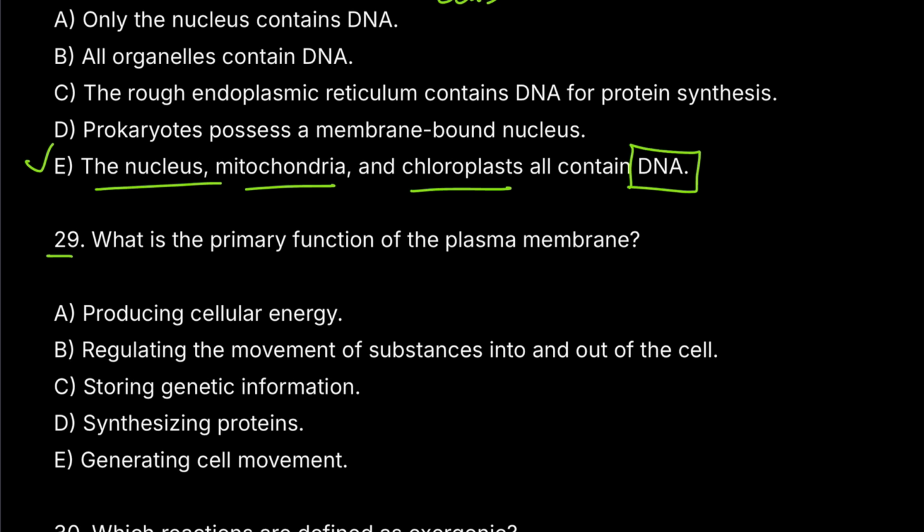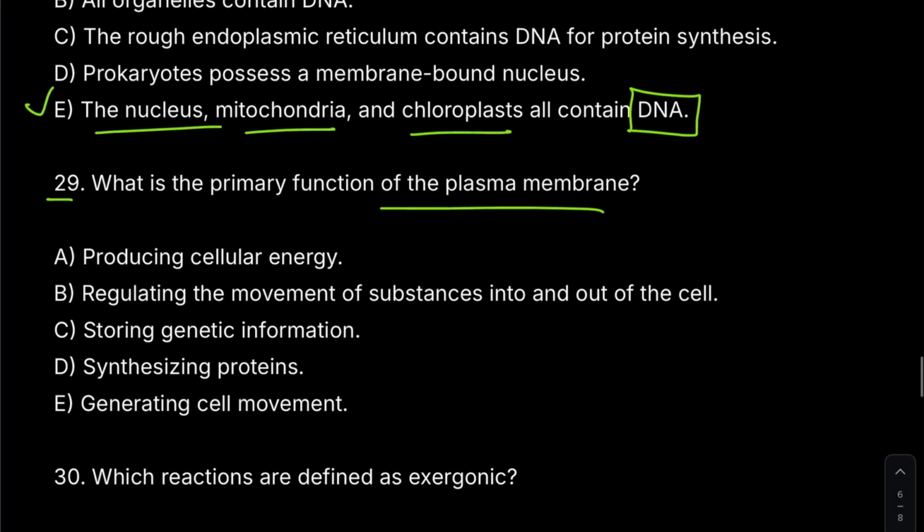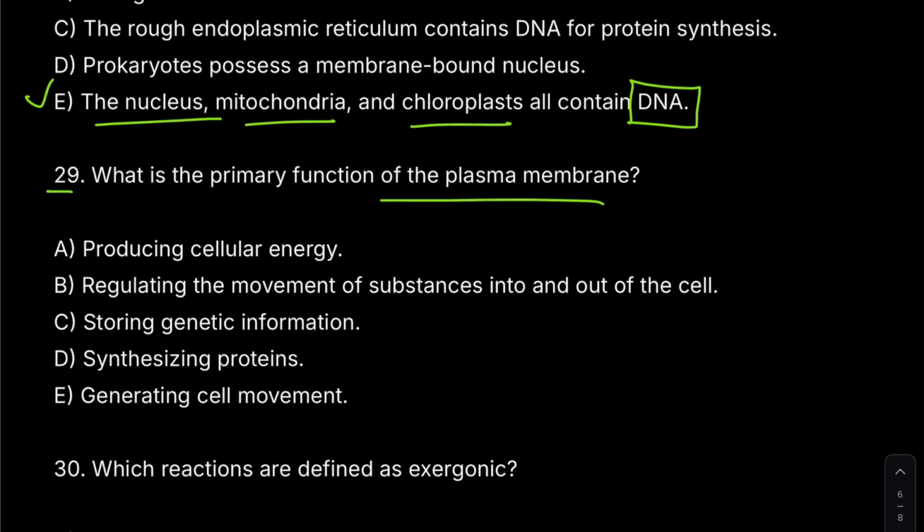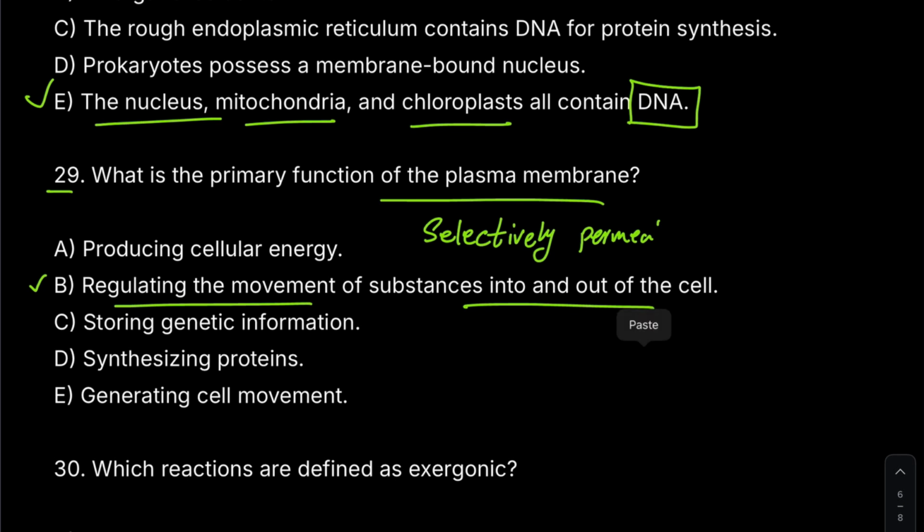Question number 29. What is the primary function of the plasma membrane? The correct answer is B. Regulating the movement of substances into and out of the cell. The plasma membrane is selectively permeable. It controls what enters and leaves the cell, maintaining homeostasis while allowing communication with the external environment.